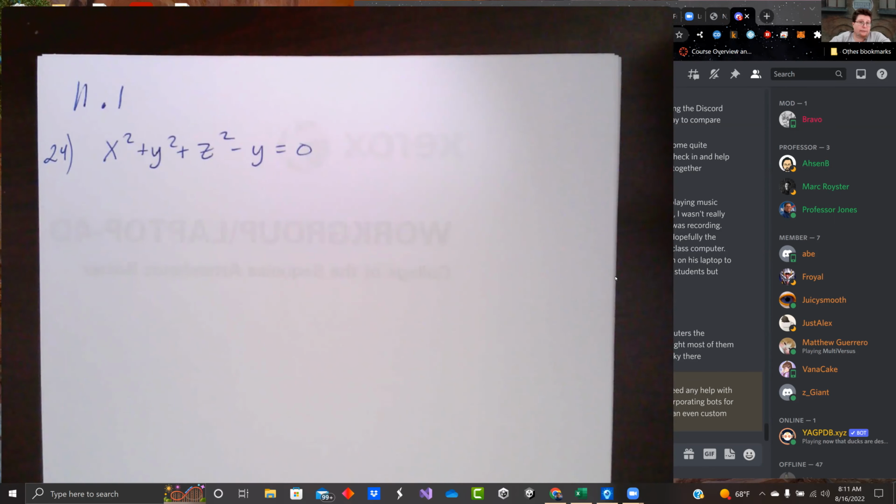And here is a warm-up problem. Try to figure out what shape this is, and if you're feeling inspired, try to graph it.